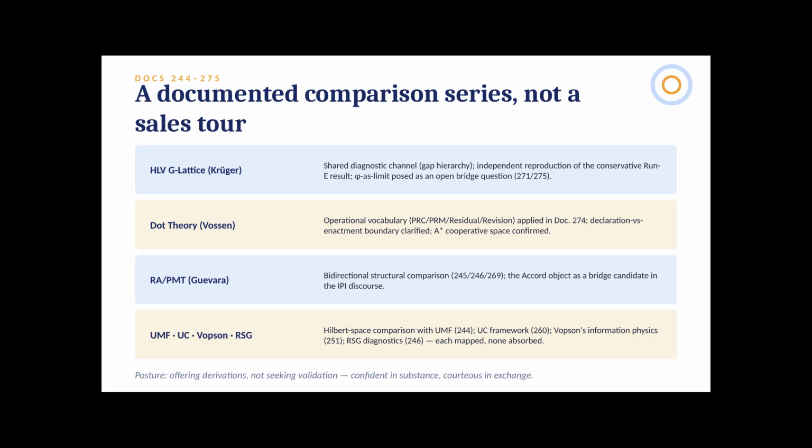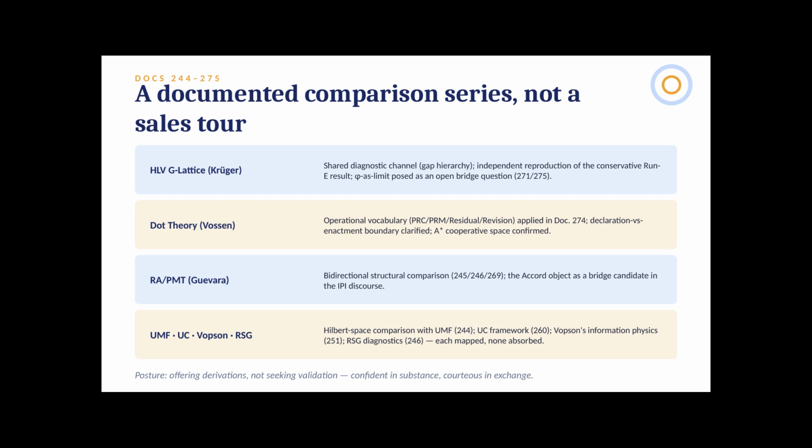Slide 56. This is a comparison series, not a sales pitch. Three examples. With Marcel Krüger's HLVG lattice, there's a shared diagnostic channel, the gap hierarchy, an independent reproduction of his cautious Runny result, and the golden ratio as limit posed openly as a bridge question.